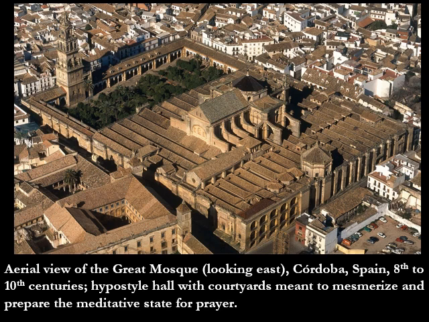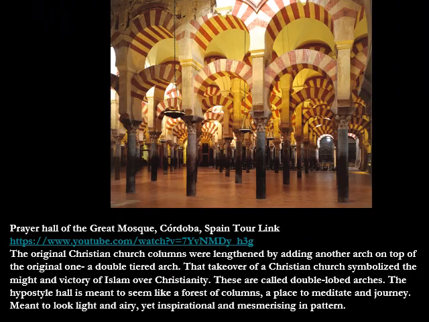Here's the aerial view of the Great Mosque. This is now a cathedral, of course, St. Catherine's. And here's the interior with the double arched, or double tiered arch, or double corbelled arch. All those terms are okay. That's meant to actually add height as well as give an extra chance for more of that patterning.